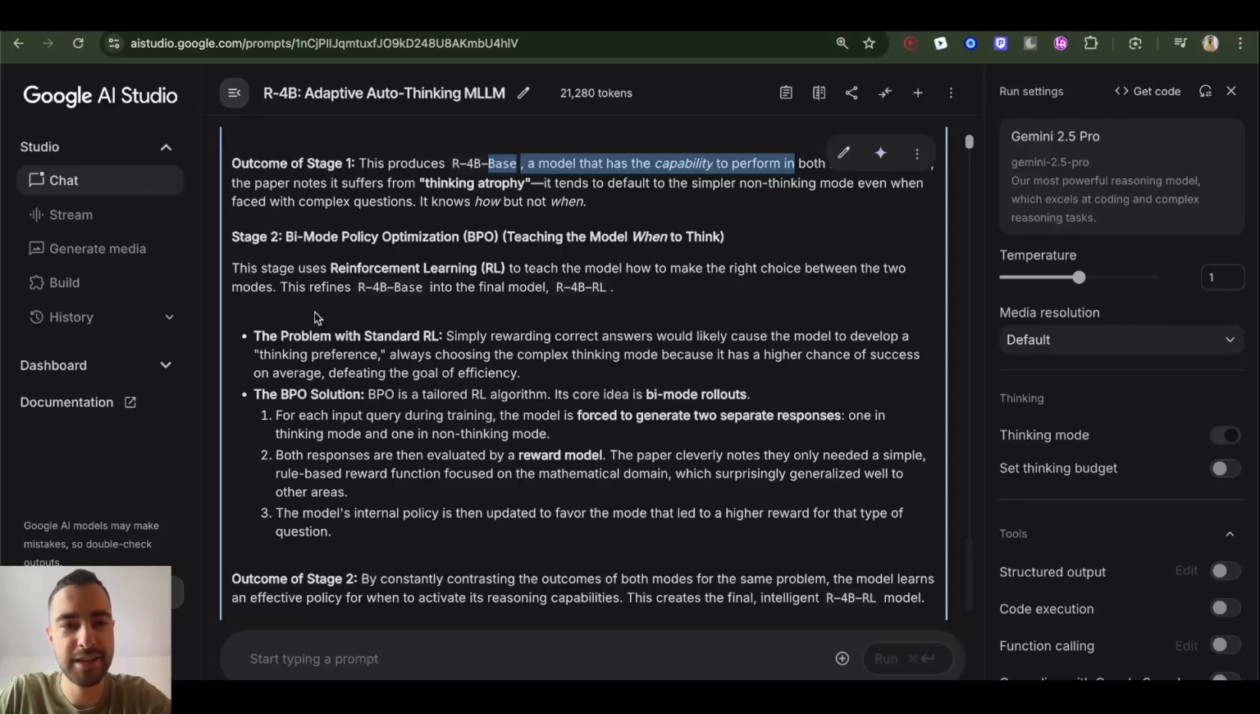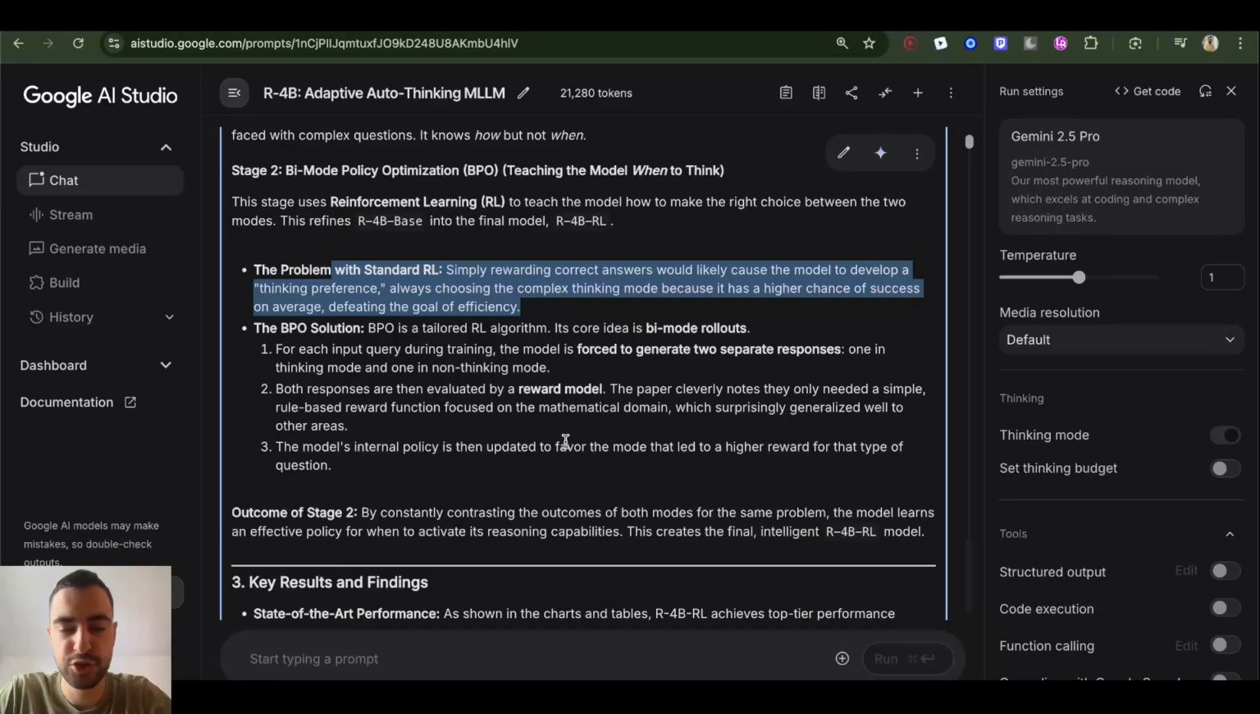The problem with standard reinforcement learning is that if you just reward the correct answer, then the model would always use thinking, because it would just use more compute to get the correct answer. So they use this bi-mode rollout. So this is the trick.